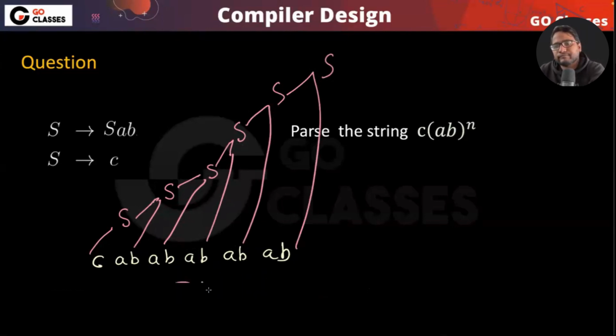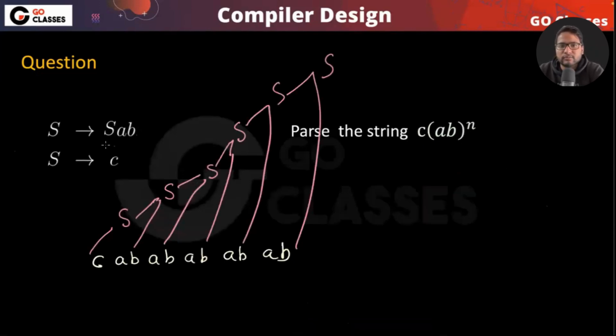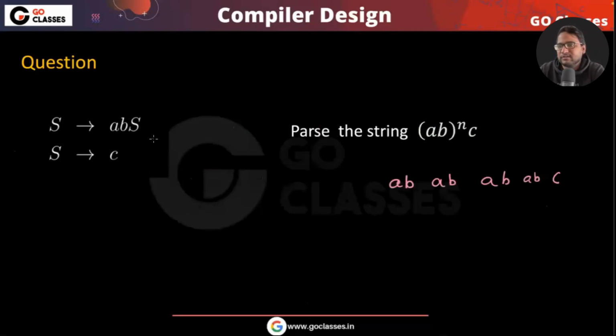Great. Now let's do this. Almost the same thing, just that I have right recursion. Here it is almost the same grammar. This was SAB, here I have ABS. Just a little change. I just did it, and I will tell you why I did it. Okay, so can you parse this? With A, it won't be doing anything, right? Now with B, I don't think you can do anything.